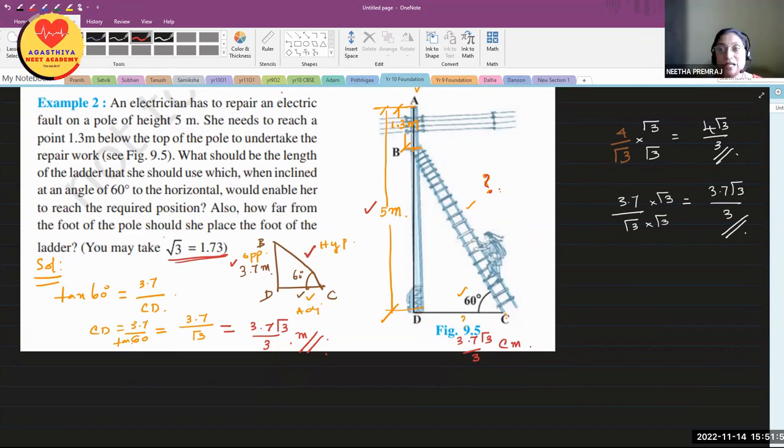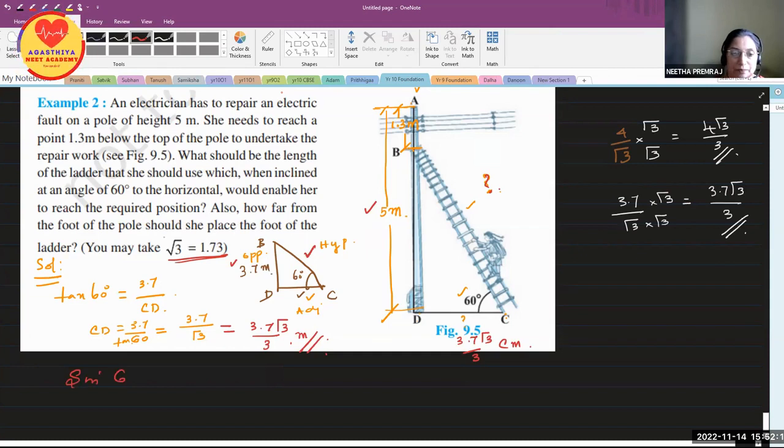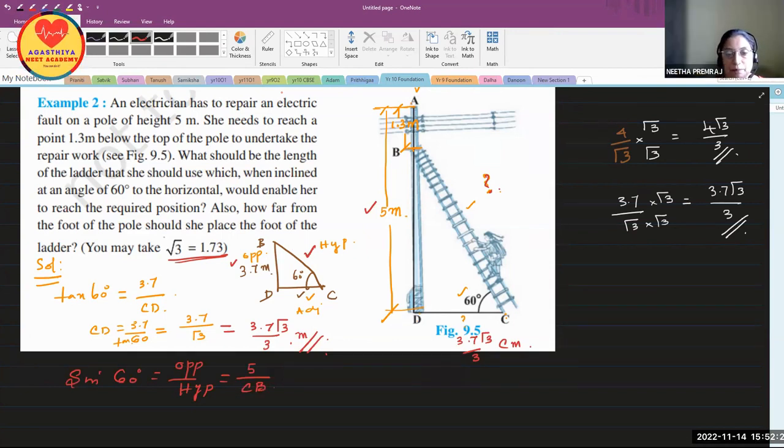Now, what is the relation? Opposite by hypotenuse is what? Sine theta. Who said sine theta? Correct. Very good. So you have to use sine. So sine 60 is equal to opposite by hypotenuse, that is 5 by CB. That is the length of the ladder, isn't it? So sine 60 is what? Root 3 by 2. Root 3 by 2 is equal to 5 by CB.